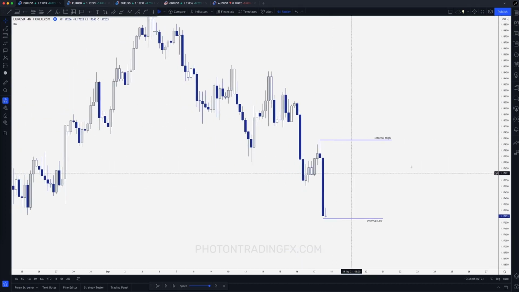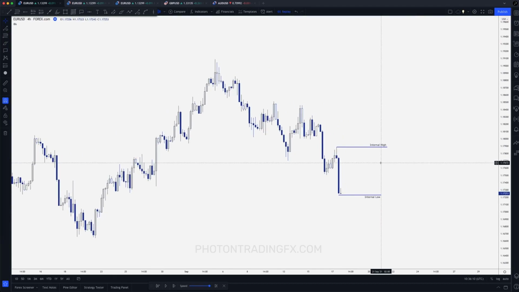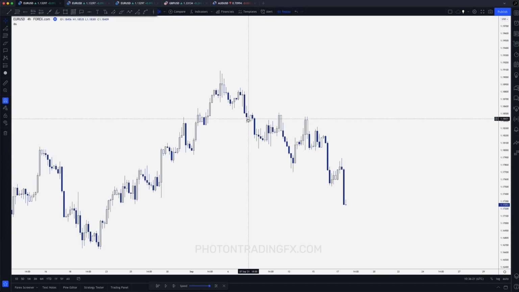I'm not going to keep going because I don't want this video to be hours long. Hopefully you're understanding how to read internal structure. But what you'll see as we go through the course is I'm not drawing on all of that. I'm not marking every internal structure break. All I care about is the first time that internal structure switches from bullish to bearish or from bearish to bullish. And that would be my change of character.